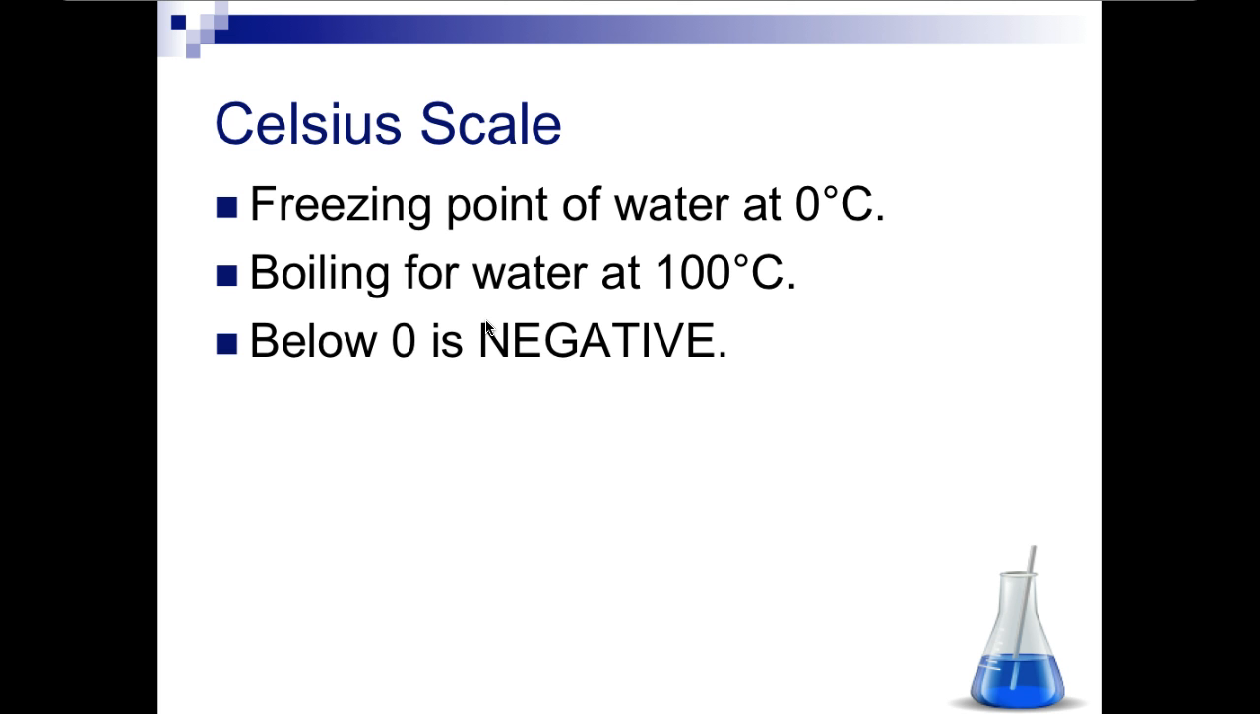So let's talk about the Celsius scale. The Celsius scale is what we're going to use for all of our thermometers in class. Anytime we measure something, we'll measure our temperature in Celsius. So the freezing point of water in Celsius is 0 degrees, and the boiling point for water is 100 degrees. And any temperature below 0 is negative. So in a Celsius scale, you can have a negative temperature.